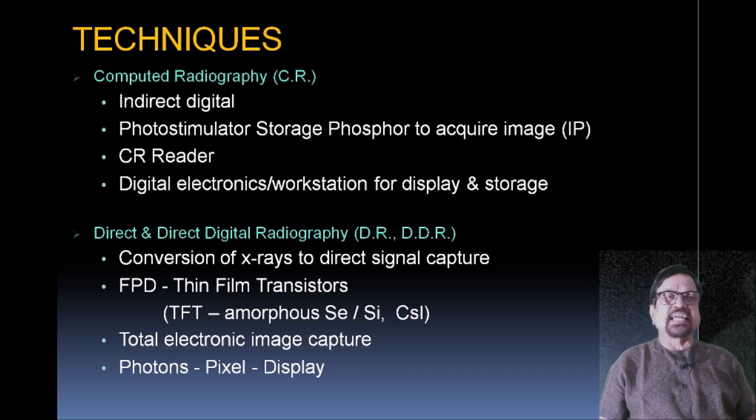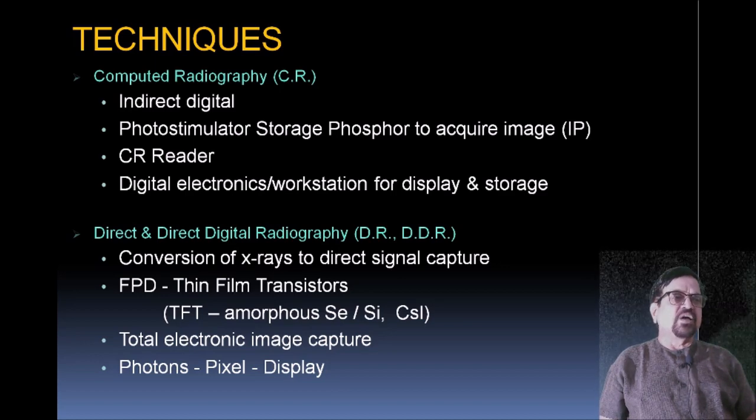Now, how is the technique? First is CR, that is computed radiography. This is an indirect digital technique. Then we have a photostimulable storage phosphor to acquire an image. The image is acquired on the IP, that is the imaging plate. Now CR has a reader where the IP or imaging plate is read further. Then a digital electronics workstation is available for display and storage.